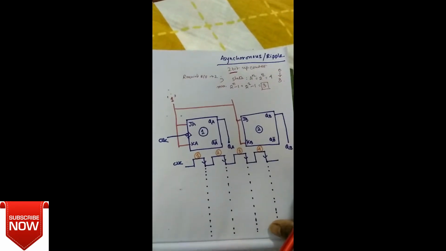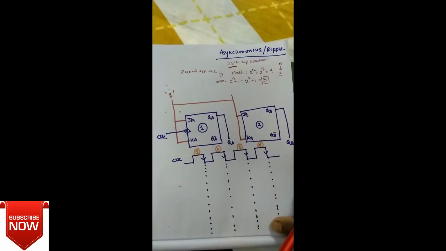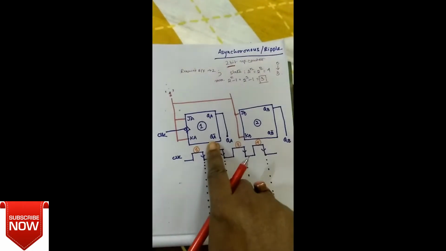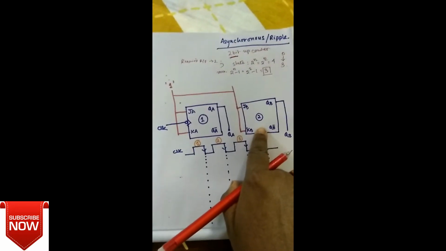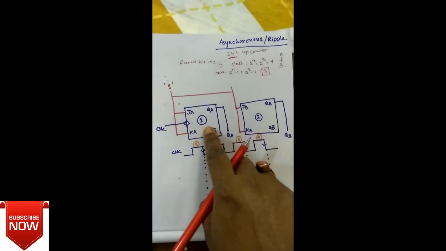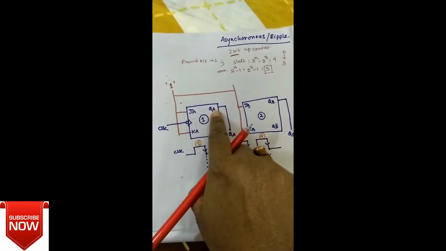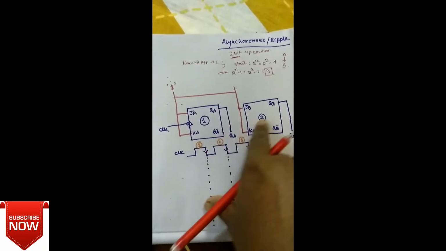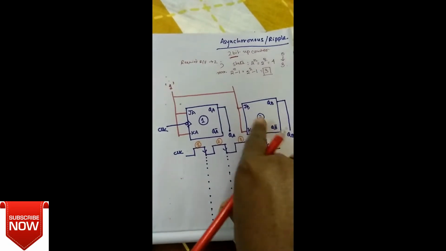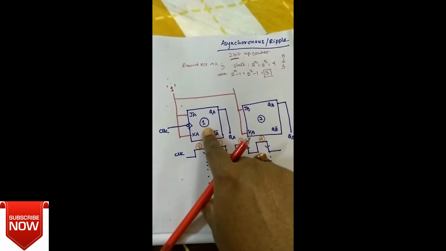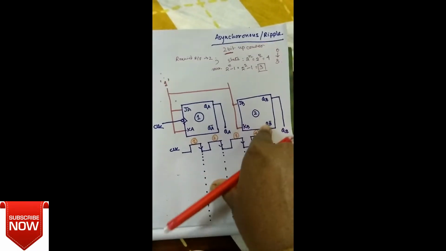Okay, and as I said earlier, we require 2 flip-flops for that. So we are using 2 JK flip-flops. This is flip-flop number 1, a JK flip-flop, and this is flip-flop number 2, also a JK flip-flop. We have named the inputs of this flip-flop as J1, K1, and the outputs as QA and QA bar. Similarly, JB and KB, and QB and QB bar. This is flip-flop number 2 and this is flip-flop number 1. So this is your output QA and this is your output QB.